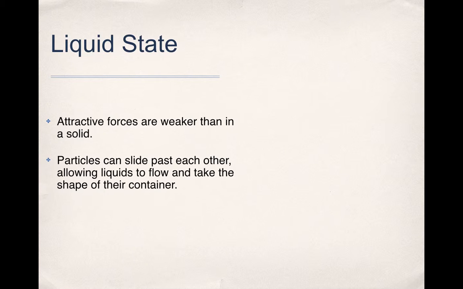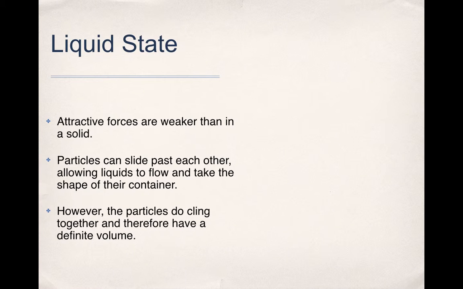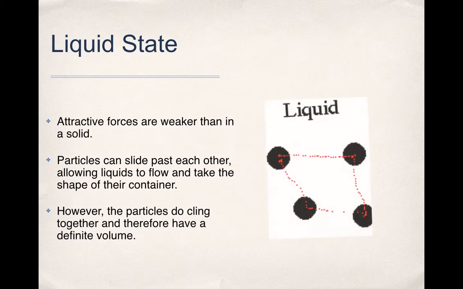Imagine if I had a gallon of milk. That milk is in the liquid state and it's holding the shape of the container. If I pour that milk into a glass, it's going to change its shape and take the shape of the glass. However, the particles there still cling together, so they still have a definite volume. 1,000 milliliters of water in a bottle is going to still be 1,000 milliliters of water if I pour it into a pan. It keeps that same volume, but the shape changes.